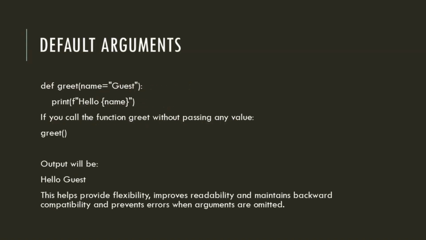Now let's talk about default arguments and keyword arguments. Python allows two very convenient features: default arguments and keyword arguments. These features make functions flexible and user-friendly. Default arguments. def greet(name="guest"): print(f"Hello {name}"). If you call the function greet() without passing any value, the output will be Hello guest. This provides flexibility, improves readability, maintains backward compatibility and prevents errors when arguments are omitted.